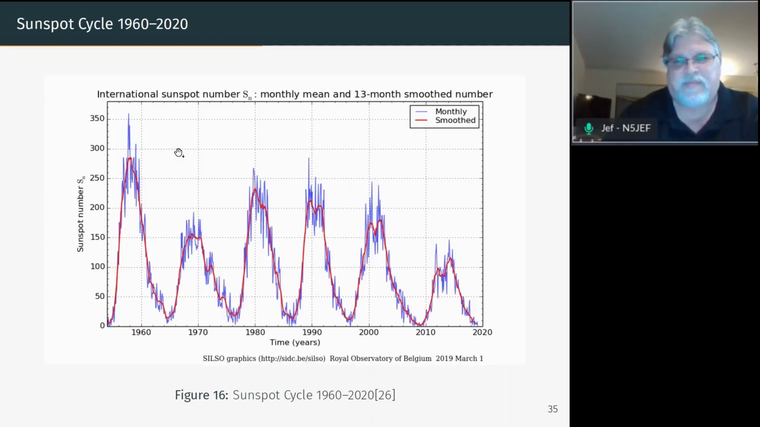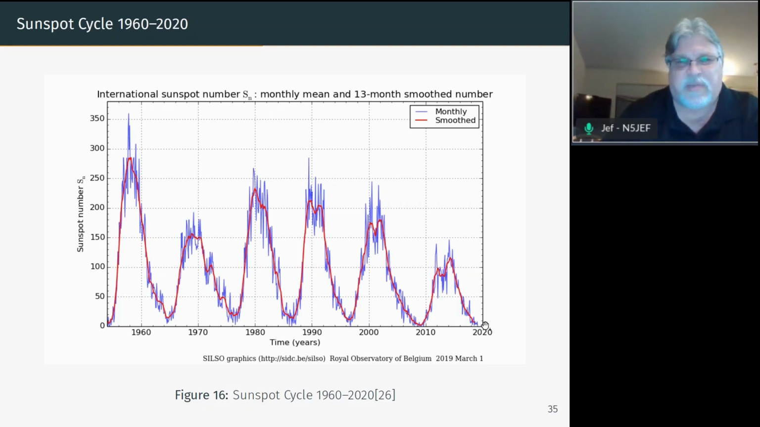Sunspot cycles. People involved in NVIS as well as DXers will know that we are at the very bottom, nearly at the bottom, just starting to come out of the last cycle.